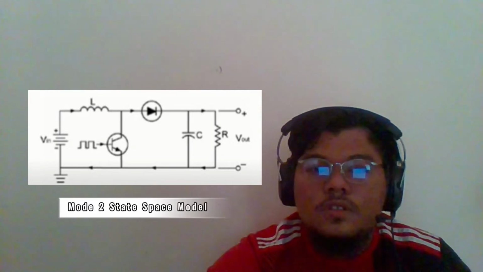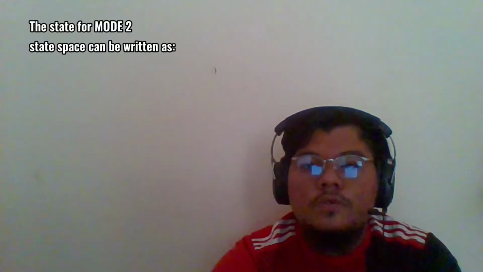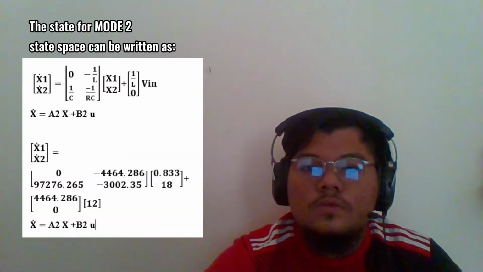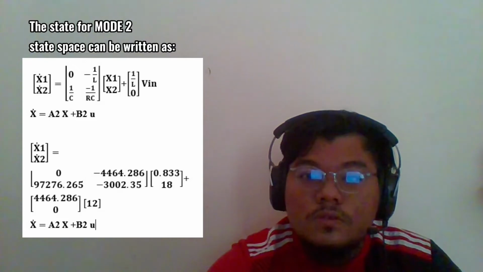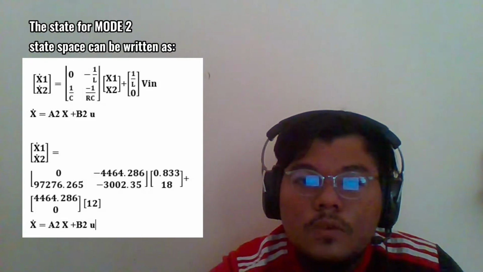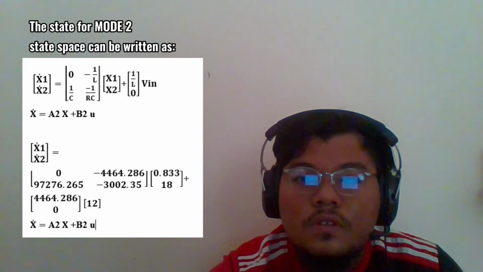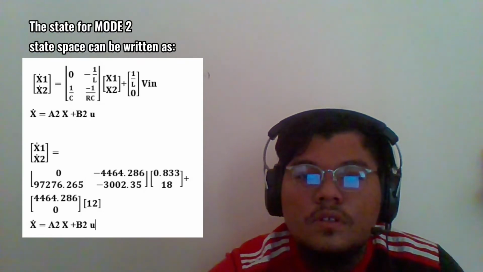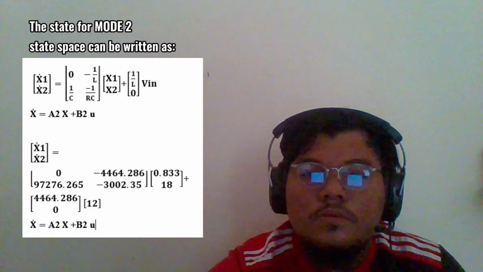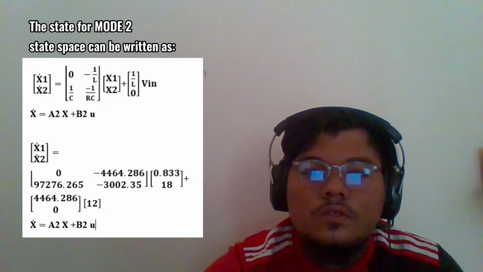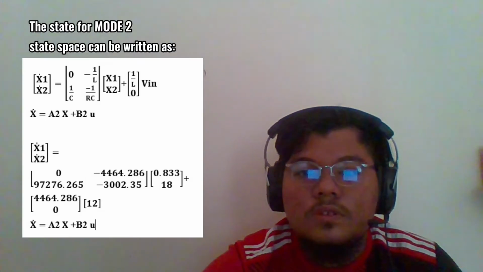This is the diagram for mode 2. The state space for mode 2 can be written as [x1 dot, x2 dot] equal to [0, negative 1 over L; 1 over C, negative 1 over RC] times [x1, x2] plus [1 over L, 0] times Vin. x dot equal to A2 x plus B2 u.